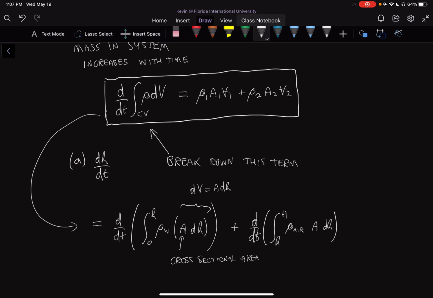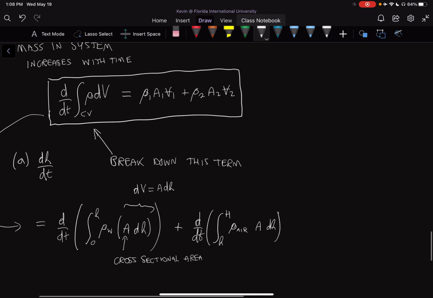And we have that this is equal to just the right side of the equation. So we have that it's equal to rho 1 A1 V1 plus rho 2 A2 times V2.